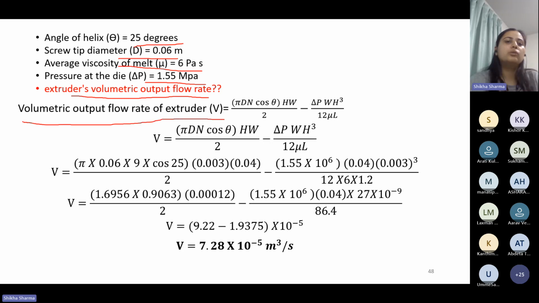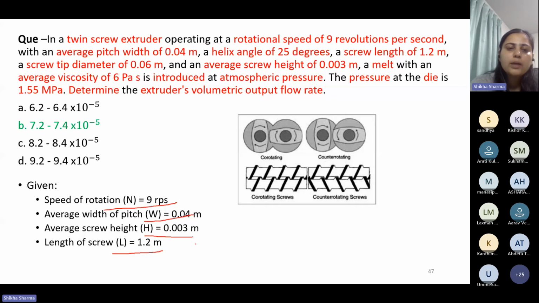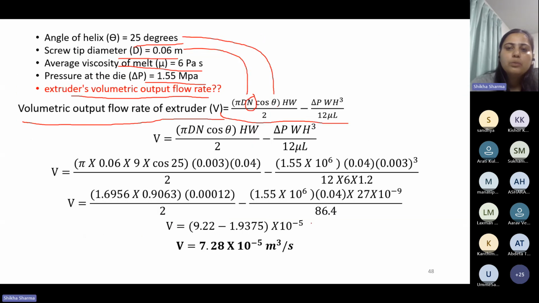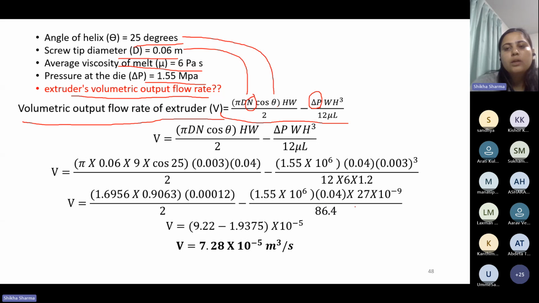So the volumetric output flow rate of the extruder V is equal to, we have this formula: pi into D, where D is the screw tip diameter, N is the revolutions per second, cos theta, where theta is the angle of the helix, which is 25 degrees here, then into H into W, the average screw height into the average width of pitch, divided by 2, minus delta P, which is the pressure at the die, into W, the width of the pitch, into H cubed, H being the average screw height, divided by 12 into mu, the average viscosity of the melt, into L.